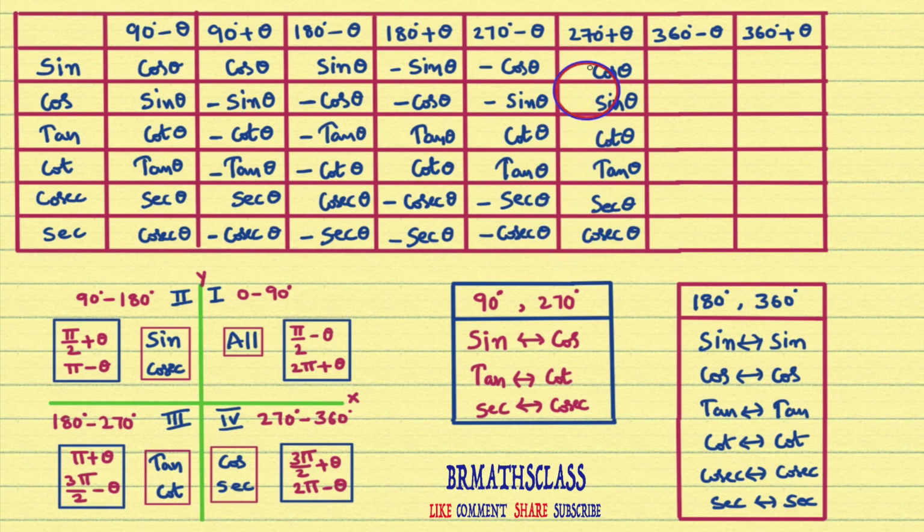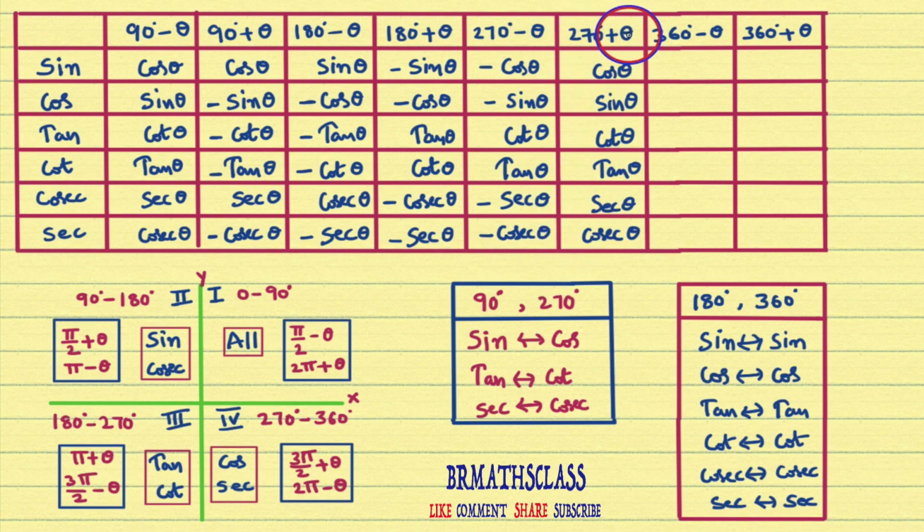What sign to write? 270 degrees means 3 pi by 2. 3 pi by 2 plus theta lies in which quadrant? Fourth quadrant. In the fourth quadrant, what are positive? Cos is positive. Secant is positive. Look here. The respective answer for this is positive, and for secant also you will get a positive answer. Remaining all are negative. Please try to understand.